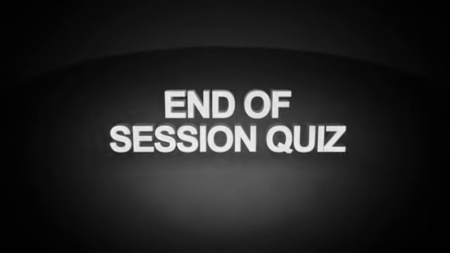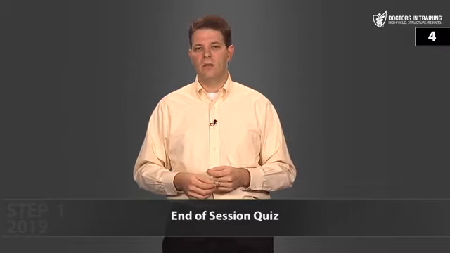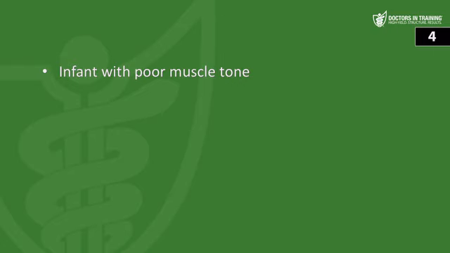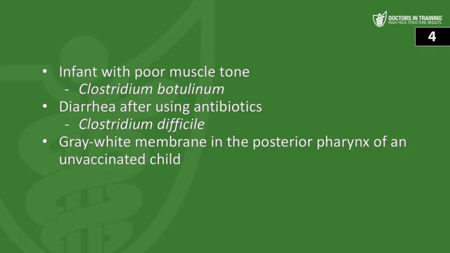Now it's time for the end of session quiz. So pause the video and answer those questions, then we'll go over the answers together. First question, which gram-positive organism matches each of the following statements? An infant with poor muscle tone should make you think about Clostridium botulinum and botulinum toxin. Diarrhea after using antibiotics, think about Clostridium difficile or C. diff. A gray-white membrane in the posterior oropharynx of an unvaccinated child is Corynebacterium diphtheriae, causing diphtheria.